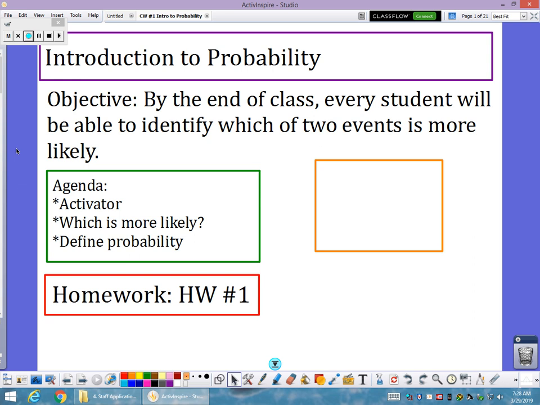Introduction to Probability. We are now starting Unit 5. By the end of this video, every student will be able to identify which of the two events is more likely and define probability. Tonight's homework is homework number 1.